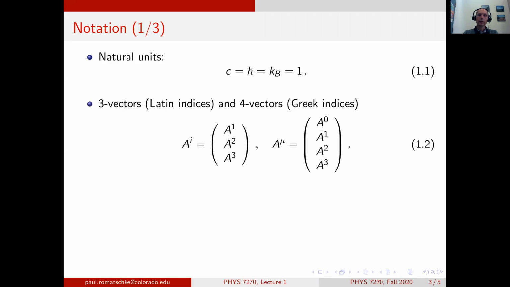I will be using Latin indices to denote three-vectors such as a^1, a^2, a^3, and I will be using four-vectors such as a^mu to write down vectors that involve a zero component, so a time-like component of the vectors.